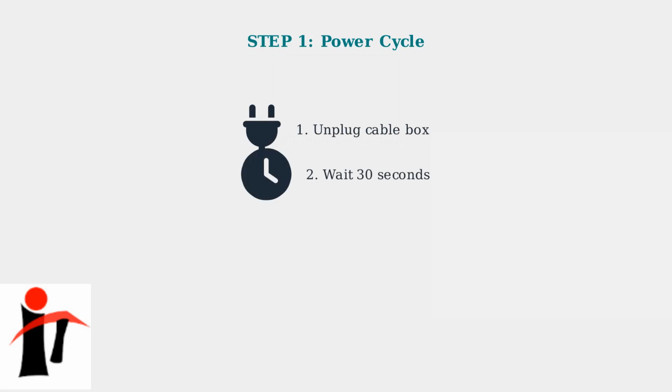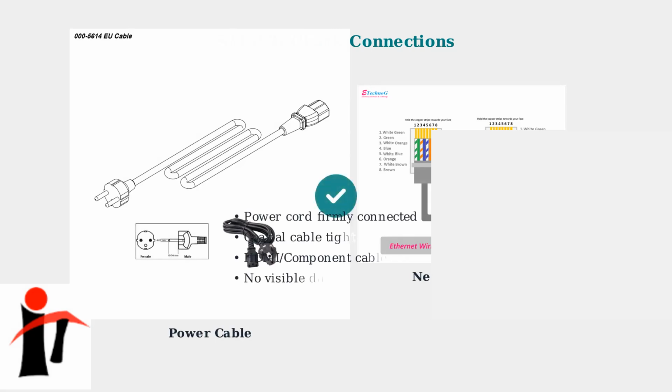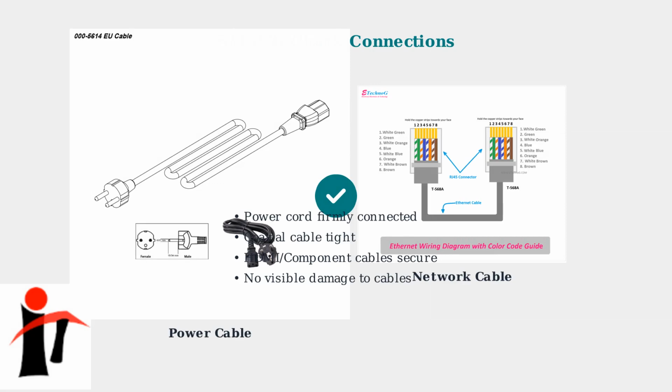Step 1 is always to power cycle your cable box. This simple restart resolves about 60% of all error codes by clearing temporary glitches and refreshing the system connection. Step 2 involves checking all cable connections. Loose or damaged cables are responsible for many signal-related error codes. Make sure every connection is tight and secure.